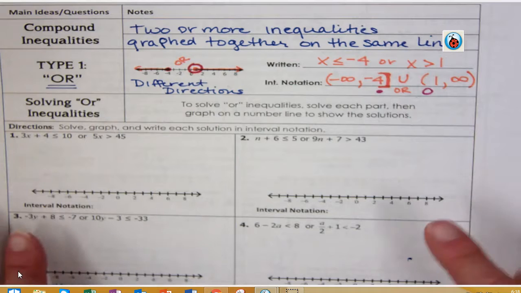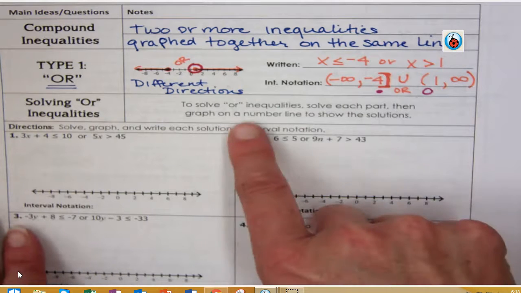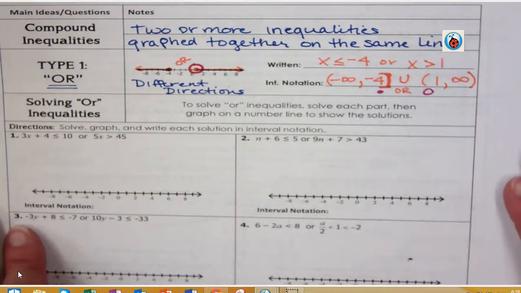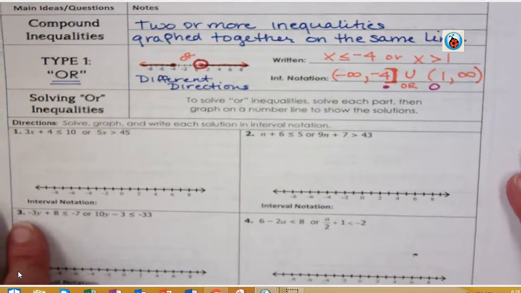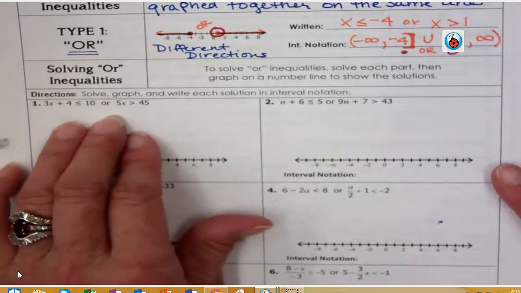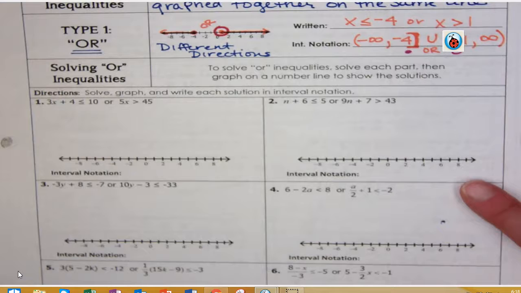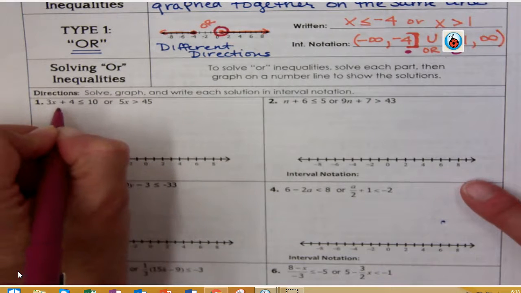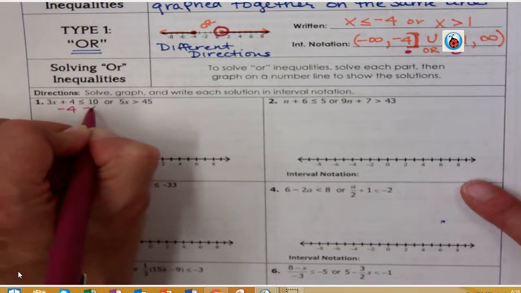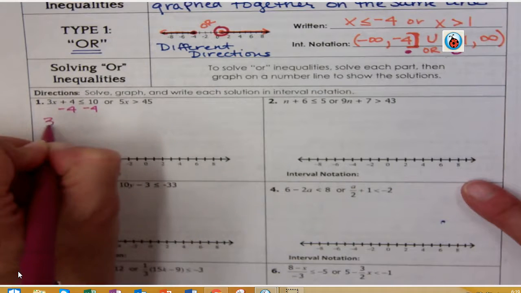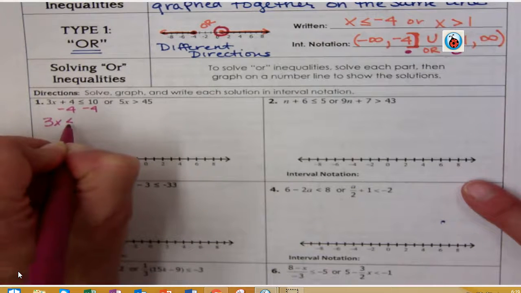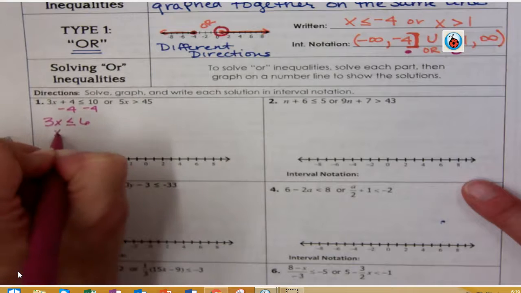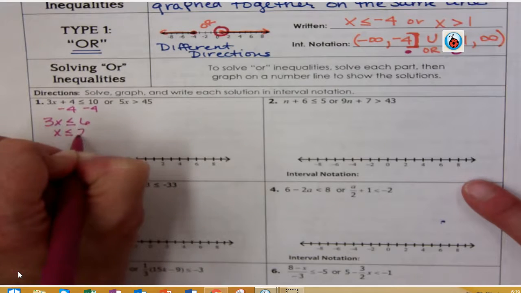Moving on. When you're solving OR inequalities, you have to solve each part and graph it on a number line and show the solutions. So here you've got two different inequalities that you're solving. We're going to solve this one first. We'll subtract 4 from both sides, and we get 3x is less than or equal to 6. X is going to be less than or equal to 2.